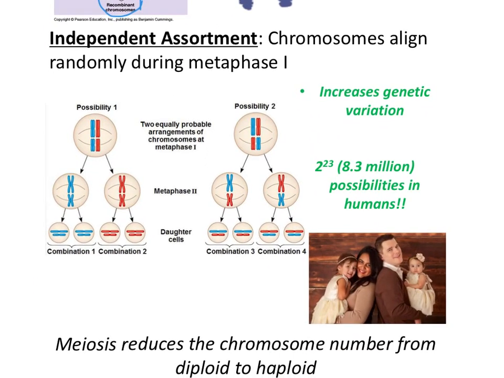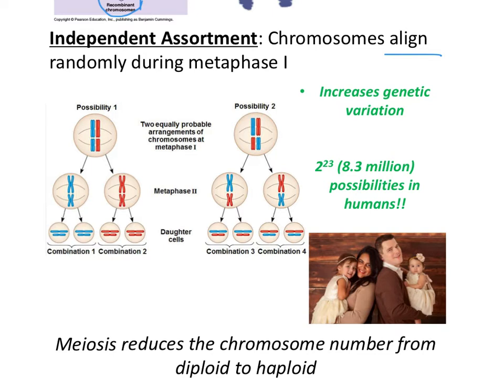Independent assortment is another explanation for how we can end up with offspring that is so different from each other and also so different from the parent. During independent assortment, we see that chromosomes line up randomly. If you imagine that you have in your ovary or in your testes where you're going to create a sex cell, you're going to pass on 23 of your chromosomes.